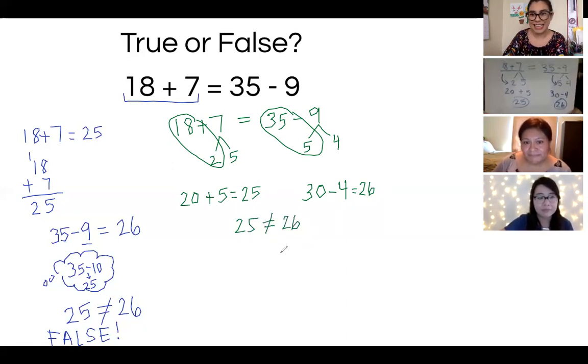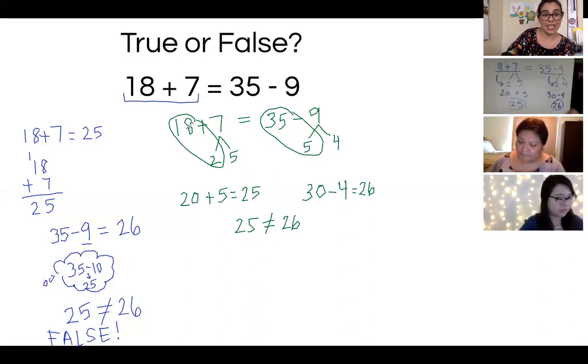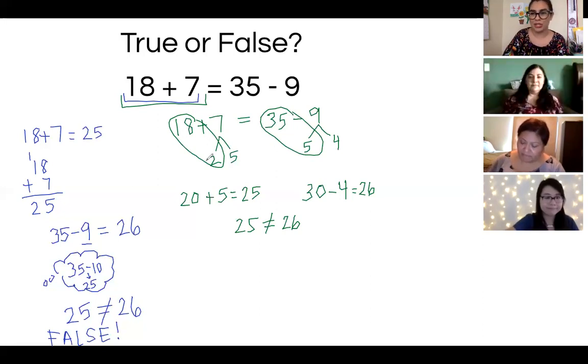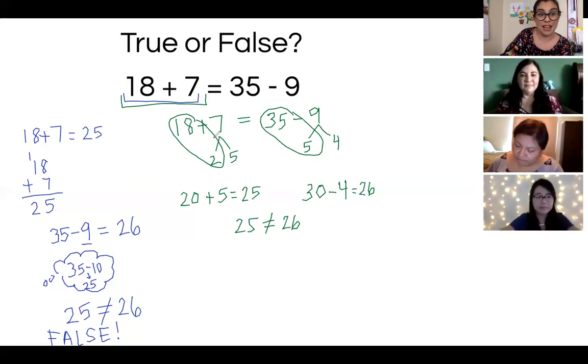And I'm going to revoice that because she used the decomposing or friendly number strategy. And she started with the left side, just like Ms. T. And you can start with the left or the right side. It's up to you. But I think because we're so used to working from left to right, that's automatic. So she decomposed 7 into 2 and 5 because she was trying to move her number from 18 to a friendlier number, and she got to 20.